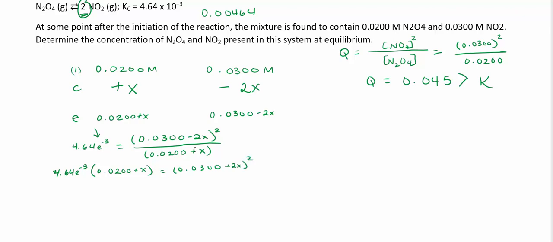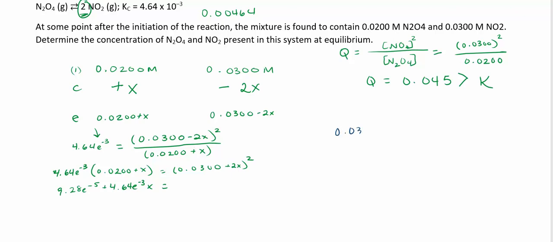And now I'm going to distribute this 4.64, and I get 9.28 times 10 to the negative fifth plus 4.64 times 10 to the negative third x is going to be equal to this: 0.0300 plus 2x squared. Now I'm just going to work that over here real quick for those of you who need a brief primer.